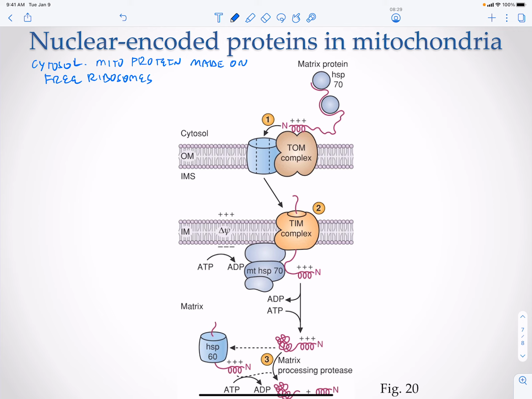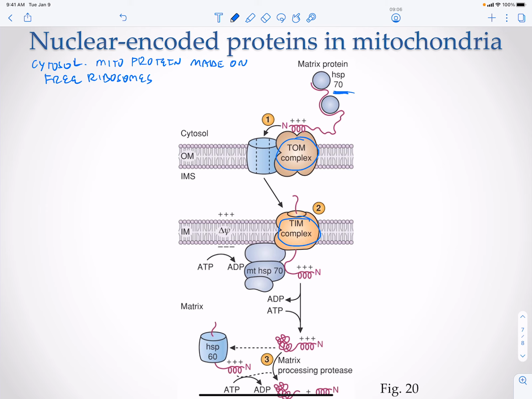Now they are going to be associated with heat shock protein 70. So that's shown here. We have our heat shock protein 70 that will pick up these proteins that are necessary to enter the mitochondria. Now all of these are going to have complexes that allow them to cross. So you have an outer membrane complex, TOM, a transfer protein outer membrane. And you have an inner membrane complex, TIM, a transfer protein inner membrane.